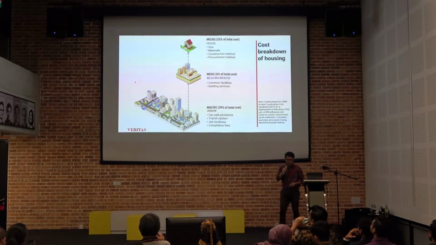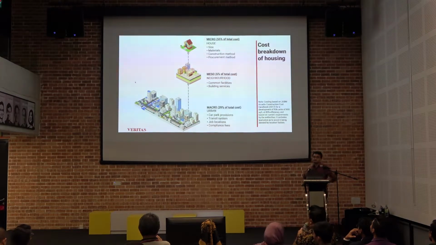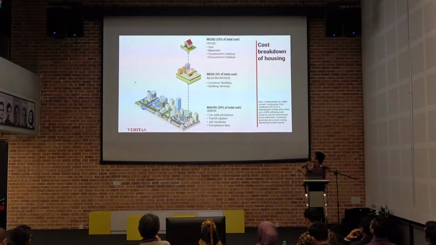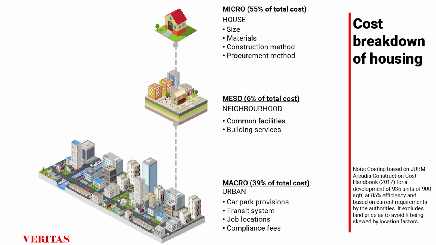So what we are saying is, when you look at the price of housing or an apartment, for example, you must look at it in different scales. If you look at the micro scale, this is the actual cost to build the building, like the materials, construction method, and all that. And meso, what we call the meso scale, is the facilities that you need to service the community. And on a macro scale, of course, you're not building the whole city, but on an urban scale, it has an effect on the building that you have to build.